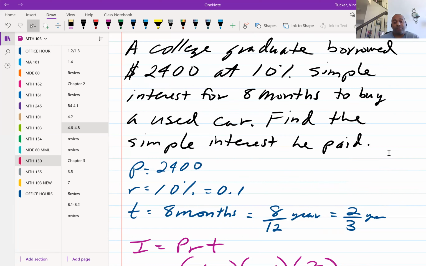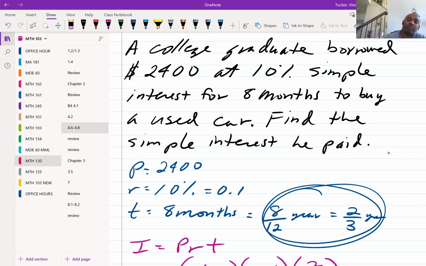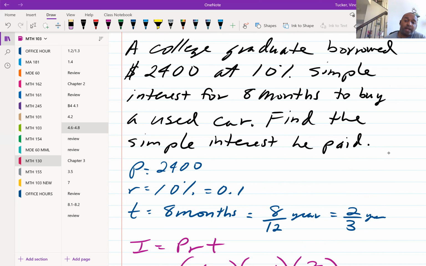And remember, we need our time to be in years. So we put that 8 over 12. Now, if you wanted to reduce it, I went ahead and did so. That's 2/3. You could have used the 8 over 12. It doesn't matter because once you plug it into the calculator, you still get the same result. So whether you use 8 over 12 or 2/3, it doesn't matter. Now, if you're doing it by hand, you might want to use the 2/3 because that'll be lower numbers to deal with.